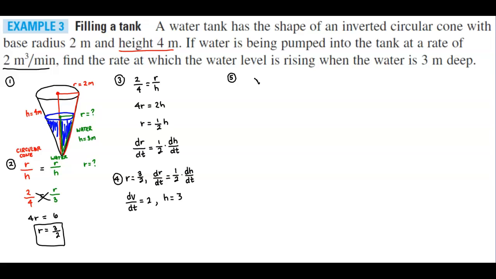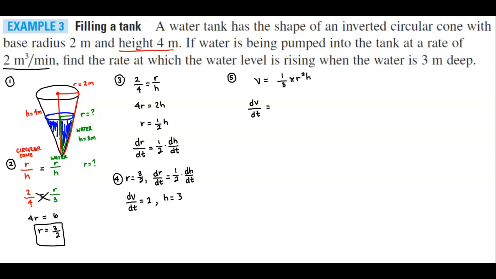Now, the volume of the circular cone is equal to 1/3 times pi r squared h. And what we want to do is take the derivative of this function with respect to t. So on the left-hand side, when we take the derivative of V, we get dV over dt. And then this is going to equal the following.